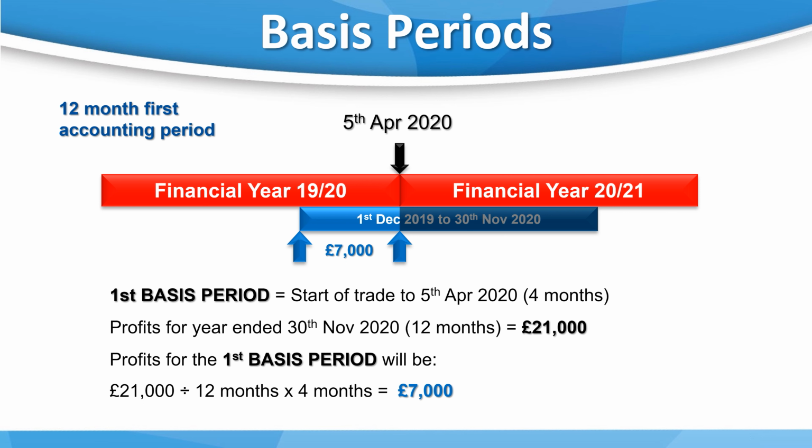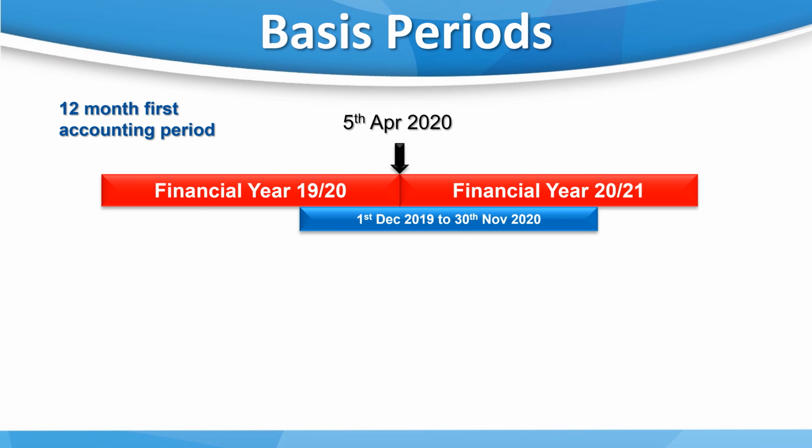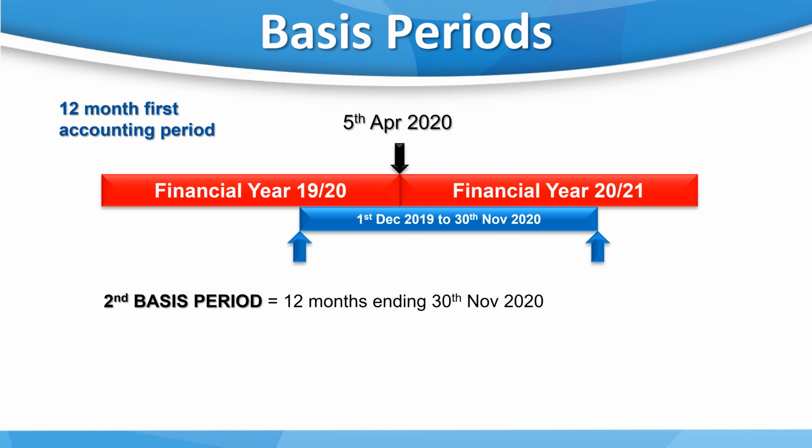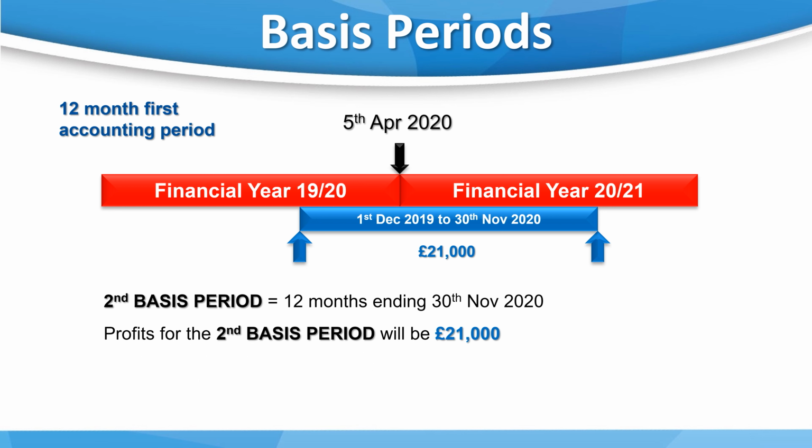So now, let's look at the second financial year. The second basis period will be the 12 months up to the end of the accounting period, which ends in the second financial year. In this example, the same accounting year, the 1st of December 2019 to the 30th of November 2020, ends in the second financial year. Therefore, the second basis period will be for the 12 months between the 1st of December 2019 and the 30th of November 2020, and tax will be due on the whole £21,000.